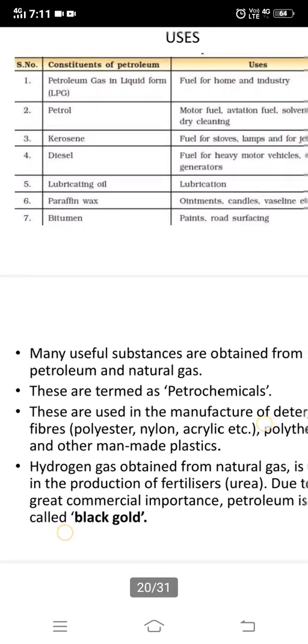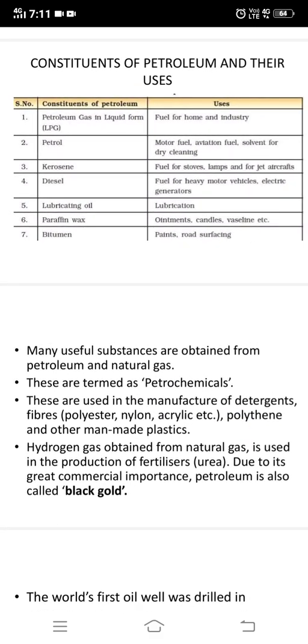So, you get many useful substances from petroleum and also from natural gas. So these are termed as petrochemicals. The substances which you get from petroleum and natural gas, they are termed as petrochemicals, and they are used in the manufacture of detergents, fibers like polyester, nylon, acrylic. They are also used in the manufacture of polythene and other plastics.